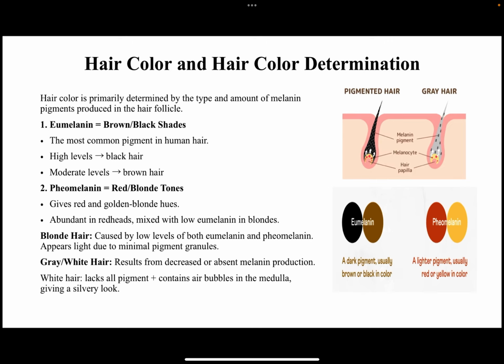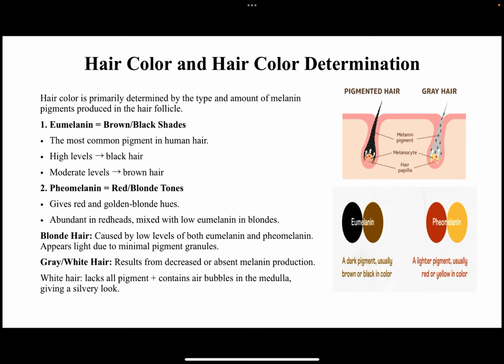So we have two types of melanin pigment. We have eumelanin and then we have pheomelanin. Usually if someone has eumelanin, that pigment within the hair follicle, the person will have brown to black hair color. But if someone has pheomelanin, the hair color would be red to golden brown.